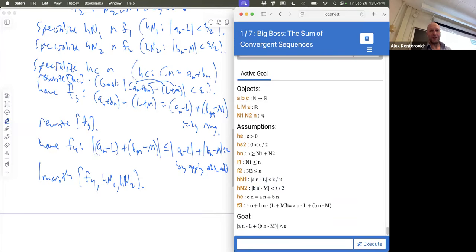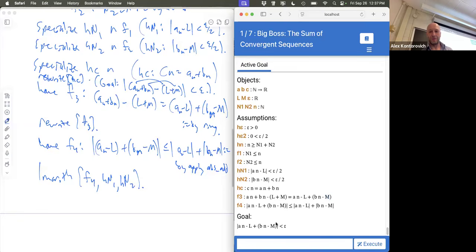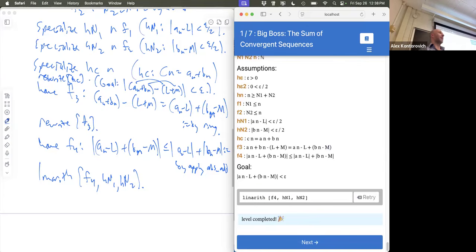We're in good shape. All we need to do is break this up, and so that's F4. Have F4 is the fact that this big absolute value is less than or equal to the same thing, except with absolute values here, and that's because of abs_add. Boom. Now it's just linarith. We can't rewrite this, it's not an equality, so it's just linear arithmetic using F4, the hypothesis on N1, the hypothesis on N2, and that's the end.